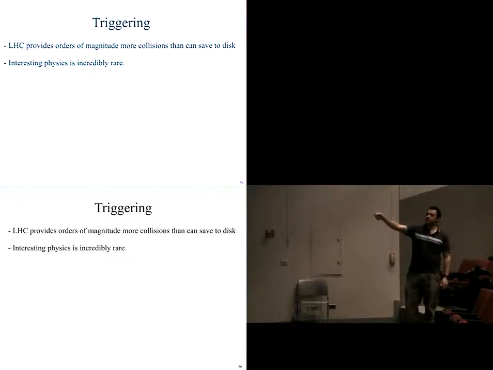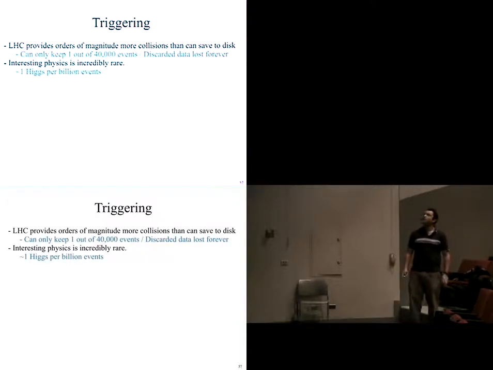And the interesting pictures are incredibly rare. Most pictures are totally uninteresting. So we can't save everything, and we can't just keep things at random. We have to make the correct decision. So that's a big problem. Just to put a scale on this, we can only keep about one picture out of 40,000. So we have to throw almost everything away. And anything that's discarded is lost forever, so we can't get it back. We have to pick this one out of 40,000 correctly.